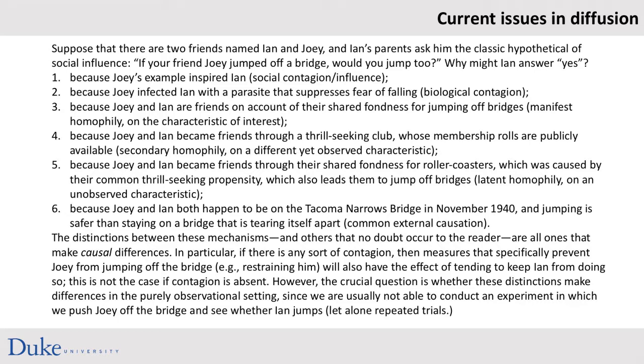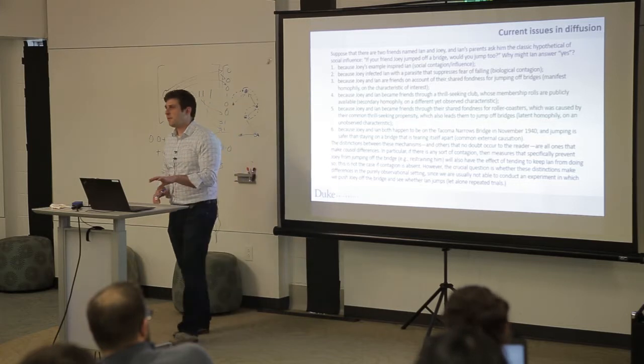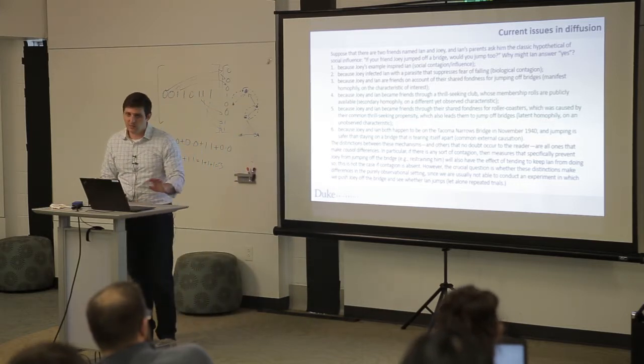So there's some biological disease that suppresses the fear of falling. Maybe you became friends because you both like jumping off bridges for some reason. Maybe it's a bungee jumping club or something. Or maybe there's a common external cause for jumping off the bridge. For example, maybe you're on the Tacoma Narrows Bridge and it's collapsing, and jumping off it is your best option at the moment. So I think this paper is very colorful, and it was very provocative.